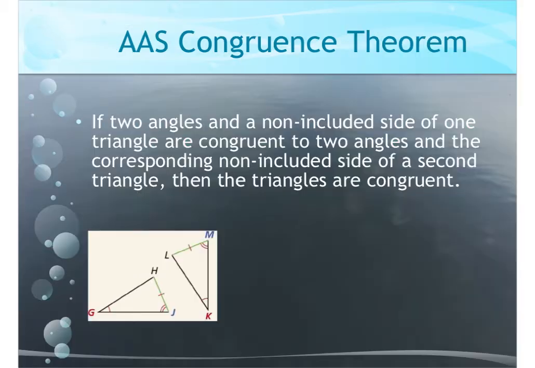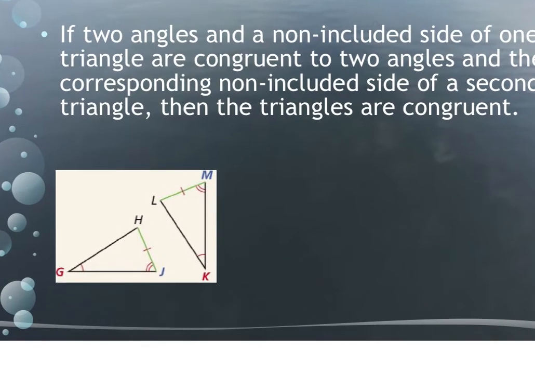Okay? There's also the angle-angle-side congruence theorem. If two angles and a non-included side of one triangle are congruent to two angles and the corresponding non-included side of a second triangle, then the triangles are congruent. So if angle G is congruent to angle K, angle J is congruent to angle M, and JH is congruent to LM, then the two triangles are congruent.